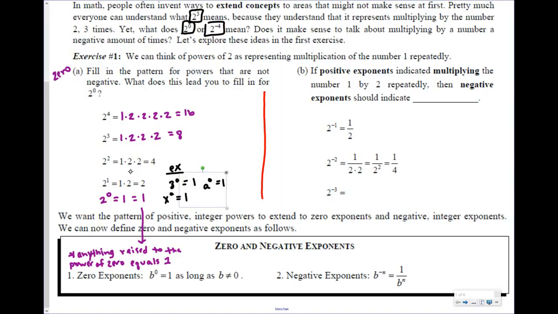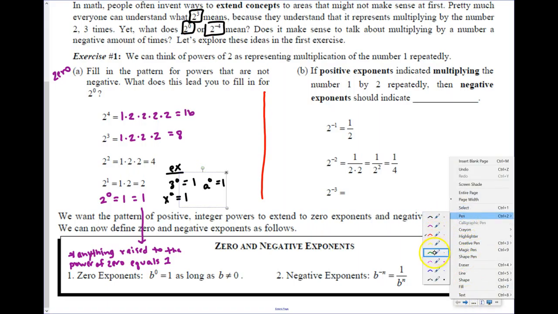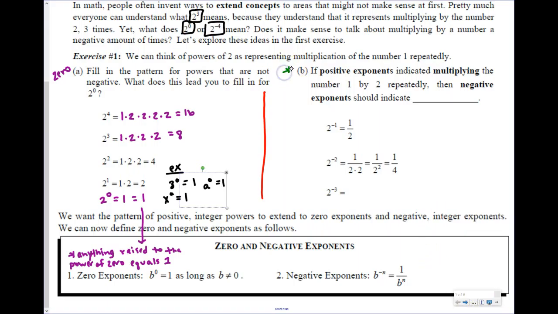Okay, so then that brings us to the idea of negative exponents. So let's read B. I'm going to use a different color. Let's use green. If positive exponents indicate multiplying the number 1 by 2 repeatedly, right? An exponent means you're going to multiply over and over that many times. The negative exponent should indicate, well, what's the opposite of multiplication? Division. Because what's the opposite of positive? Negative. The opposite of multiplying is dividing.